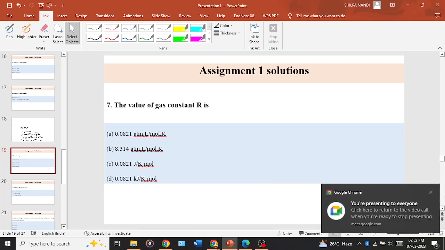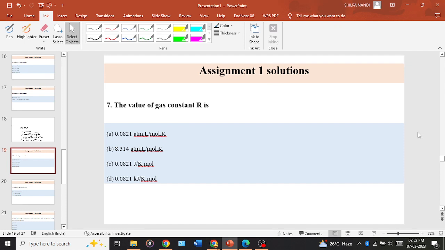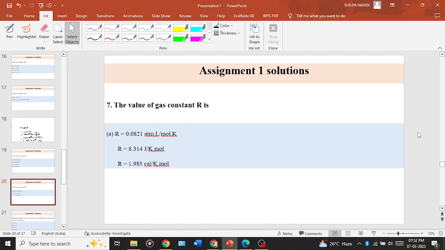So the correct answer for this question is unfortunately not B, but it's A, which is 0.0821 atm liter per mole Kelvin. So you guys need to understand the units very clearly. If you are jumbling up the units, it will cause you trouble when you are ultimately trying to solve the questions. So this is the basic value of gas constant R, which can also be referred to as 8.314 joule per Kelvin mole, and again the joule can be converted into calories, which will then come as 1.985 calorie per Kelvin mole.